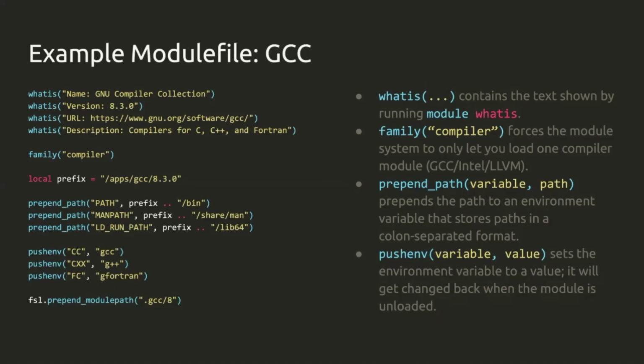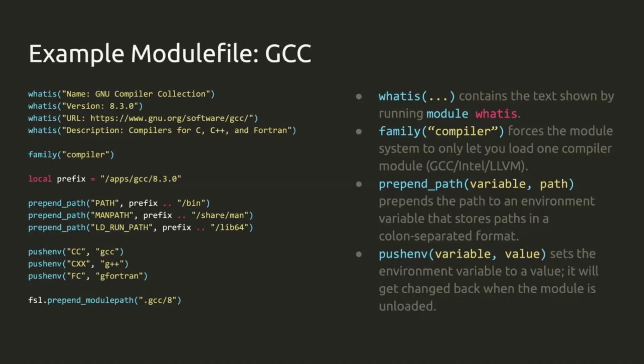The local prefix bit is just Lua. It's saying that there's a variable called prefix, and it's a string, and it's got that little path in there. And we'll use that in some of our following commands here, but you don't have to. That prepend path is going to look at those environment variables, so for example PATH, MANPATH, and LD_RUN_PATH. And those environment variables are very special. They have a format of a file path, so some slashes, some letters, those kinds of things, and then they're separated with colons.